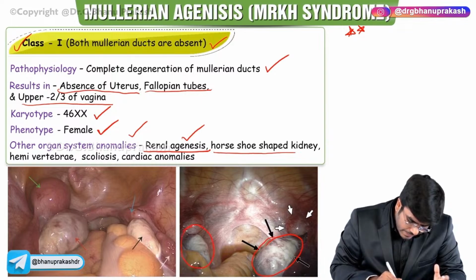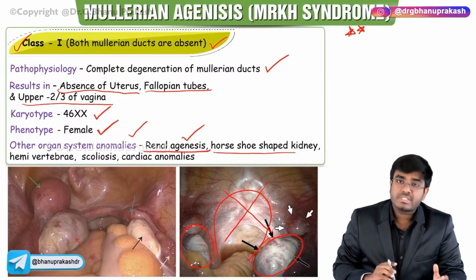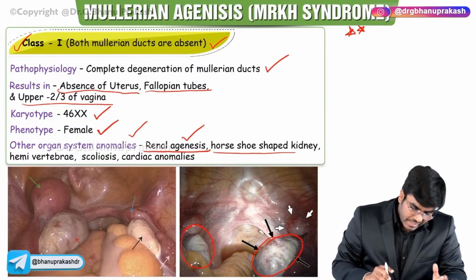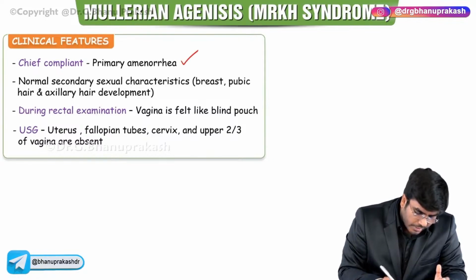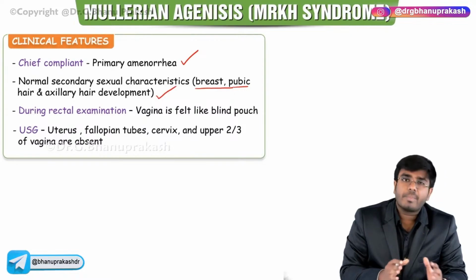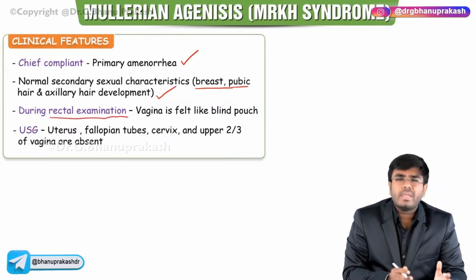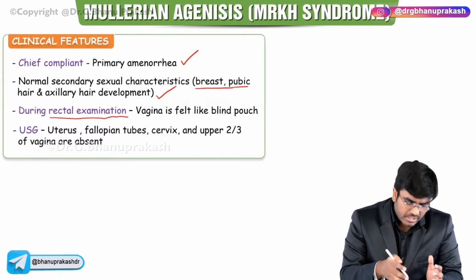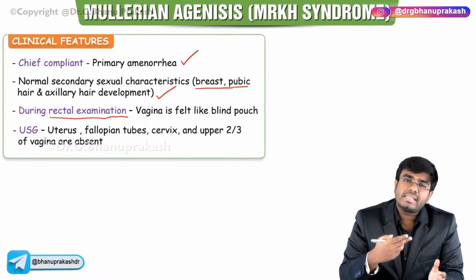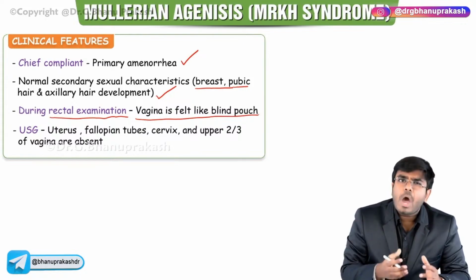Okay, left ovary is there, right ovary is there, and there is no uterus. Okay, no uterus. That's what is the Mullerian agenesis. So the chief complaint is primary amenorrhea. The secondary sexual characters like breast development, pubic hair development, and axillary hair development are absolutely normal. And if you do the rectal examination, okay, in unmarried girls you are not supposed to do the per speculum or vaginal examination. So, if you do the rectal examination to feel the vagina, the vagina is felt like a blind pouch.